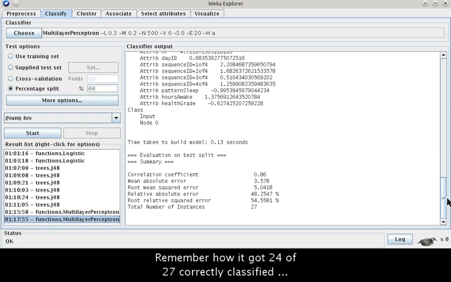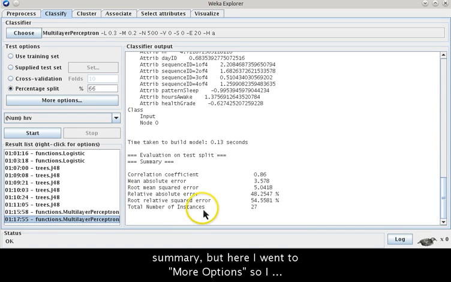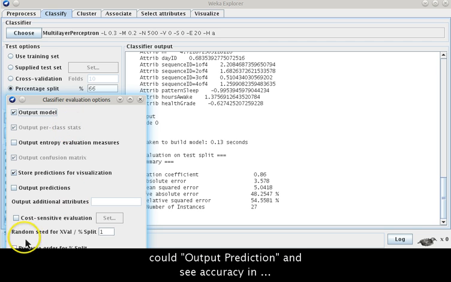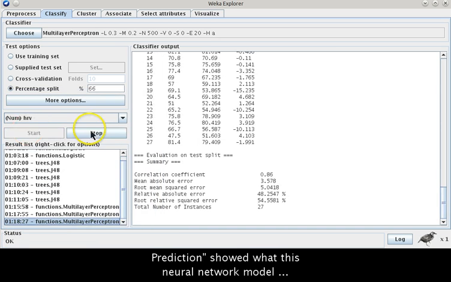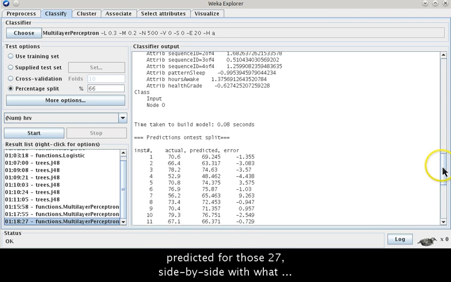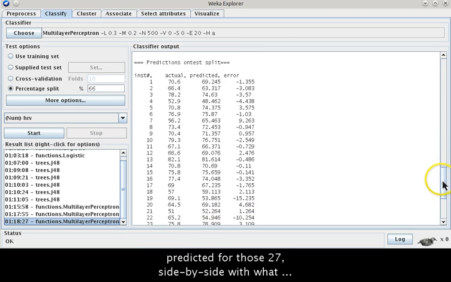Remember how it got 24 of 27 correctly classed instances, or 89%? Well, here with numeric, it seemed less correct versus incorrect. Instead of saying it got 0 out of 27 correct, the emphasis seemed more on how close it got. Error statistics were in the summary, but here I went to more options so I could output prediction and see accuracy in another way. I reran it, and output prediction showed what this neural network model predicted for those 27 side by side with the actual values.